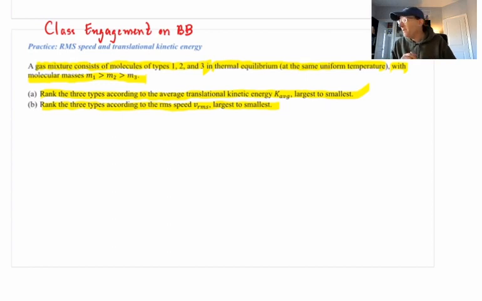Okay, so that is our discussion of kinetic theory. And we got expressions for the pressure of the gas, and the RMS speed of the molecules, and the average translational kinetic energy of each molecule.